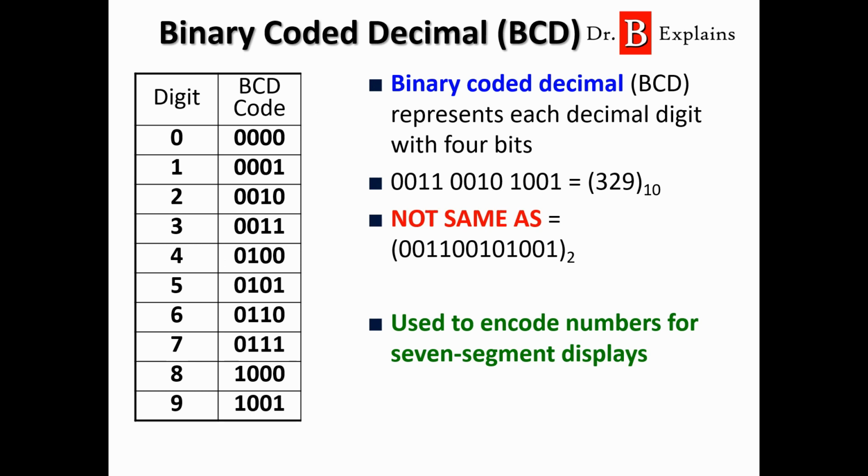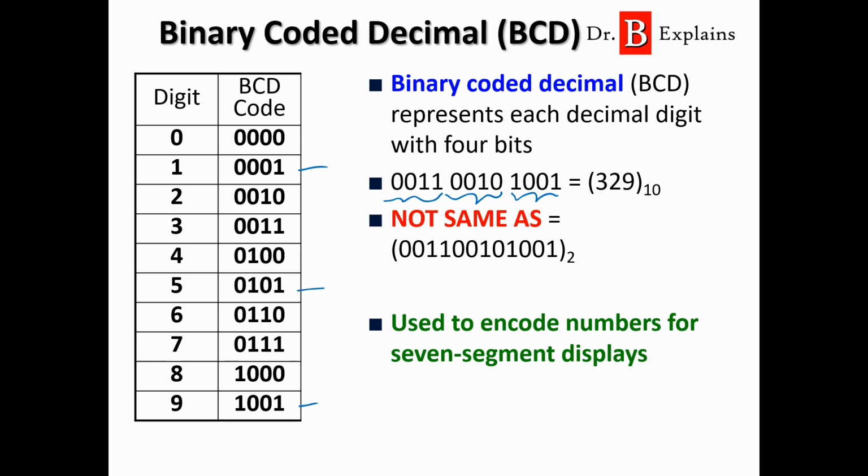BCD means binary coded decimal. A BCD represents a decimal digit using 4 binary bits. For example, if we have 1 in decimal, we have 0001. If we have a 5, we have 0101. And for 9, for example, 1001. So if we want to represent 329, we use a 3, a 2, and a 9, each in binary.